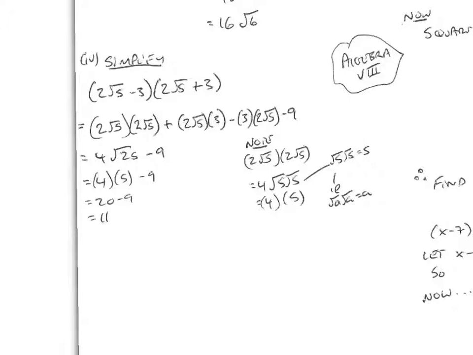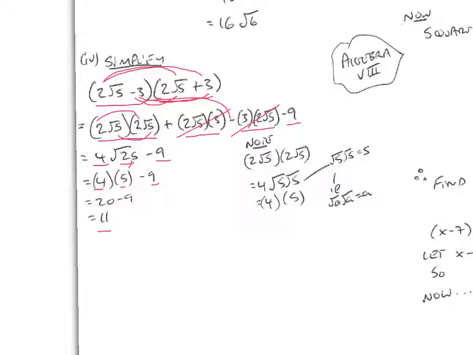Simplify 2 root 5 minus 3 multiplied by 2 root 5 plus 3. 2 root 5 by 2 root 5, plus 2 root 5 by 3, minus 3 by 2 root 5, minus 3 by 3 is minus 9. So then we have 2 by 2 is 4, root 5 by root 5 is root 25, plus 2 root 5 by 3 minus 3 by 2 root 5, they cancel out, minus 9. So that's 4 by root 25, which is 5, minus 9 is equal to 11.